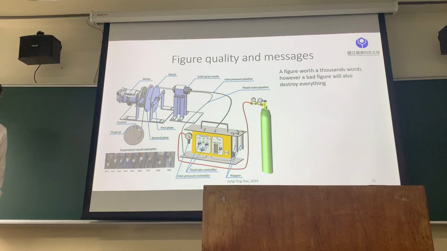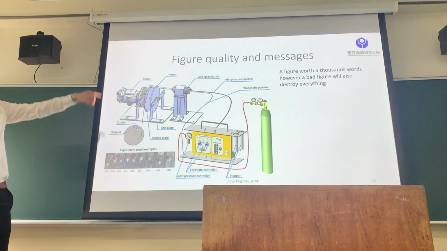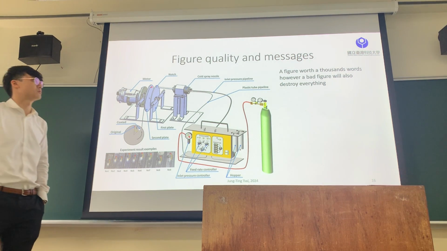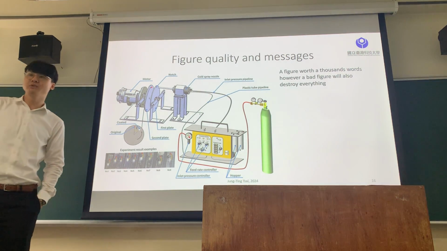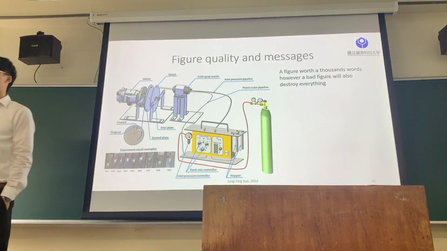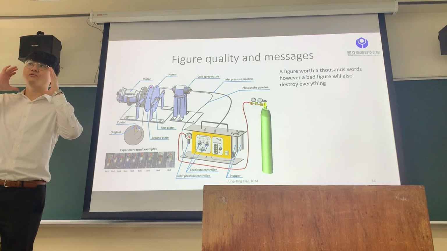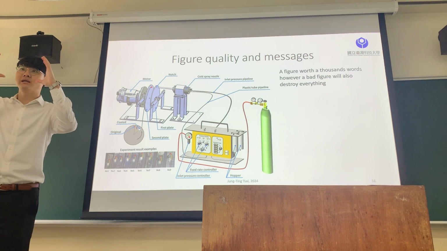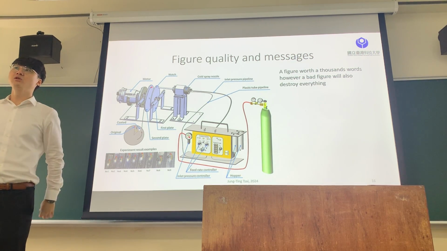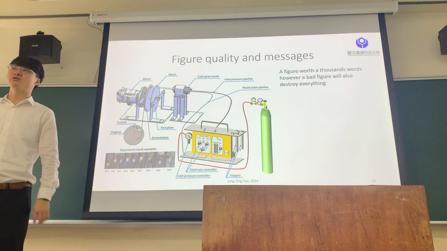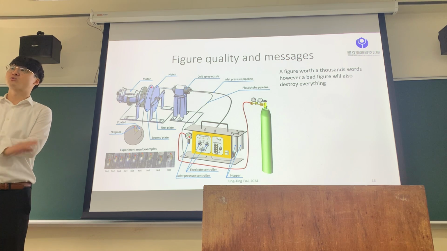So this is the last page, the figure quality and messages. A figure is worth 1,000 words. However, a bad figure can also destroy everything. What this means is that when you write a paper or term paper and use a great figure, figure meaning an image, it explains everything. However, if you use a terrible image that I have no idea about, it destroys everything, right?